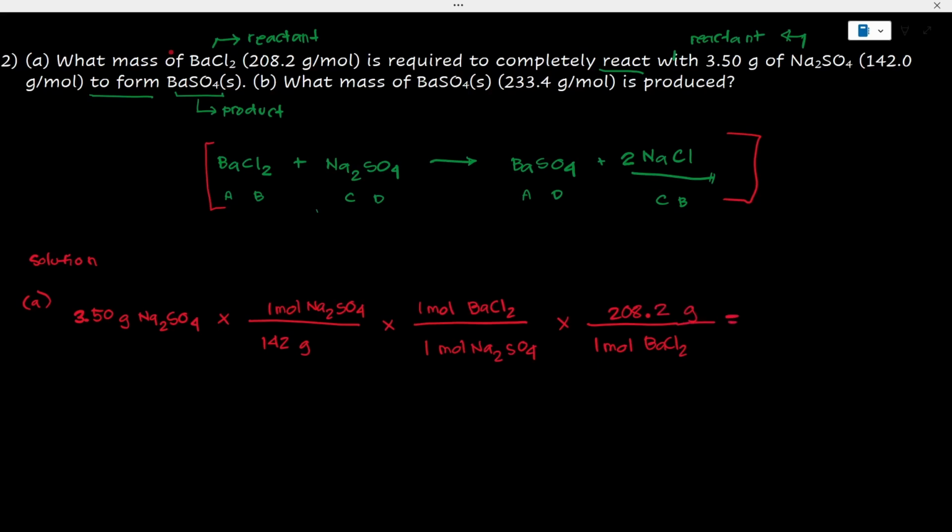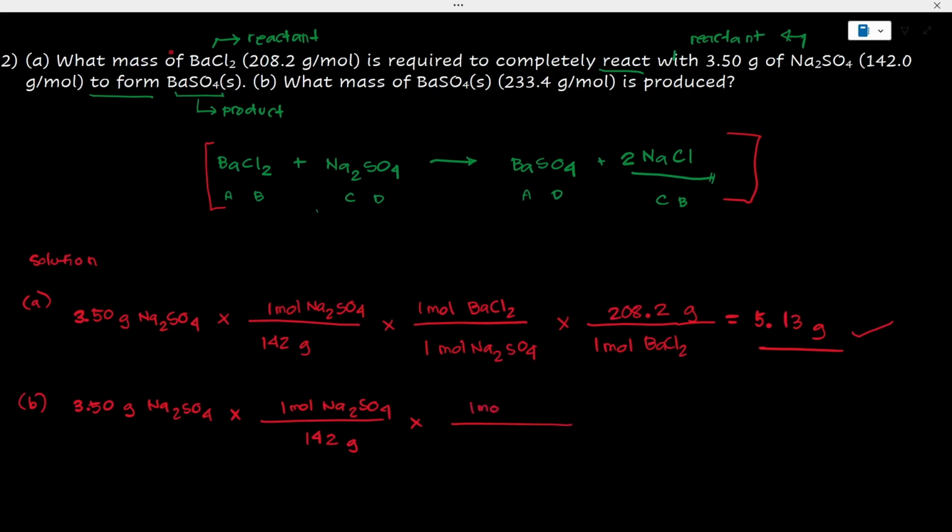And solve this through a calculator, and that would be 5.13 grams. Okay, next, let's start with B. So the same process, let's start with the 3.50 gram sodium sulfate. And using its molar mass, 1 mole sodium sulfate is 142 grams. Then 1 mole of, this time we're looking for barium sulfate. So that would be BaSO₄.